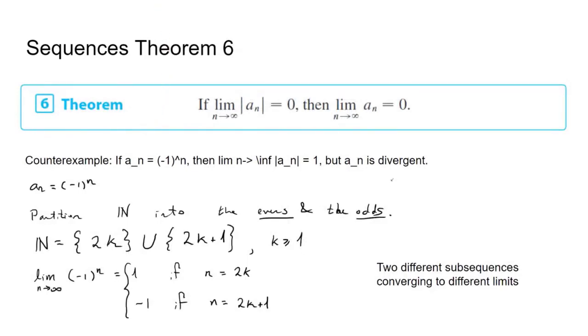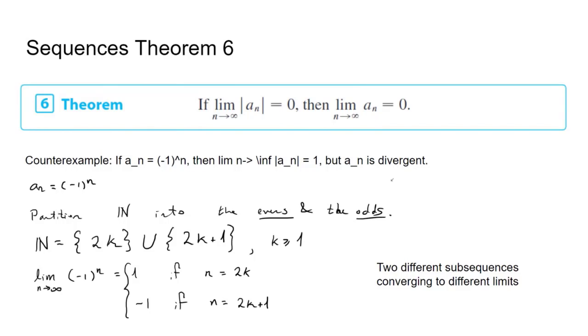Here's a theorem about sequences. If the limit of the absolute value of a_n equals 0, then the limit of the sequence is 0.